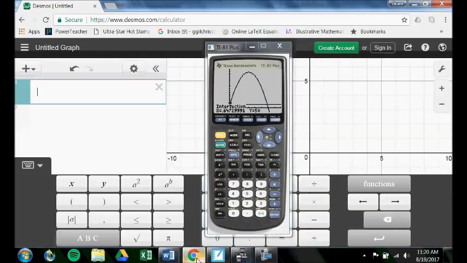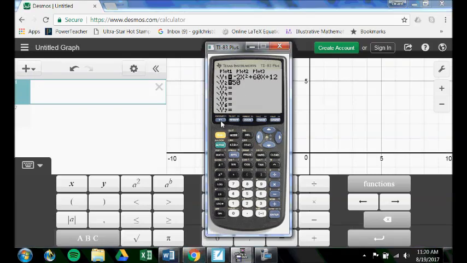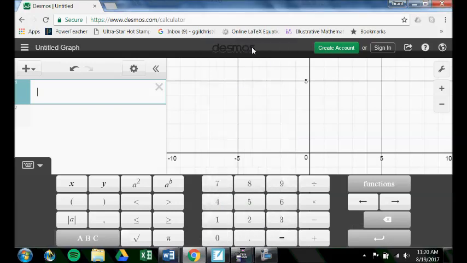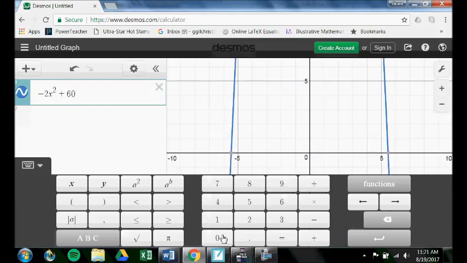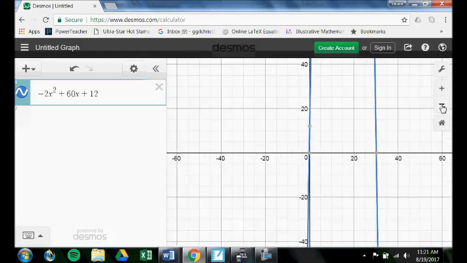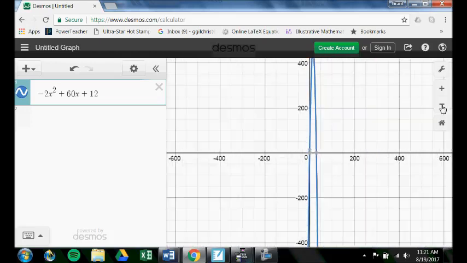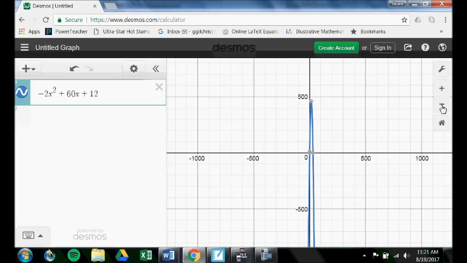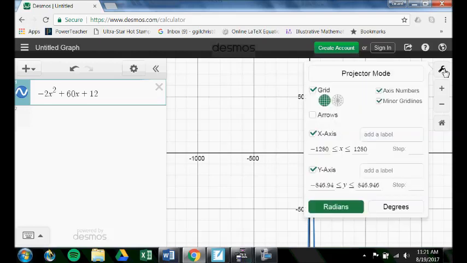Of course, Desmos can do the same thing. What was my equation? Negative 2x squared plus 60x plus 12. So I'm going to go negative 2x squared plus 60x plus 12. Again, this window is not very helpful, so I can zoom out, but zooming out isn't that great either, because your x values get really, really narrow. If you're on your iPad, you can touch and pull, but I'm on my computer, and I'm going to change the window to be basically the same.